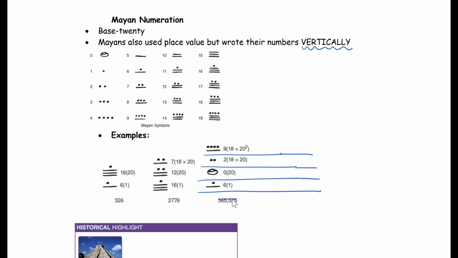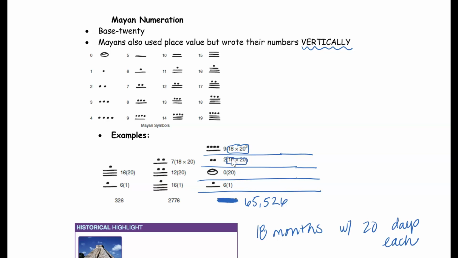And you know what, I'm going to cross this off. This is actually a typo from the book. I copied and pasted this from the book, but this isn't right. This should be 65,526 there. But basically what's really interesting is the Mayan year was broken up into 18 months with 20 days each. And that relates to the place values that they actually use. So if you check out these numbers right here, where you see the 18 times 20 and 18 times 20 squared, that has to do with the 18 months of the year and 20 days each.